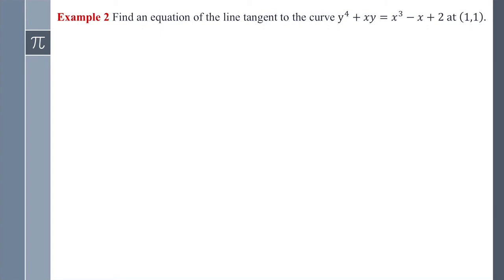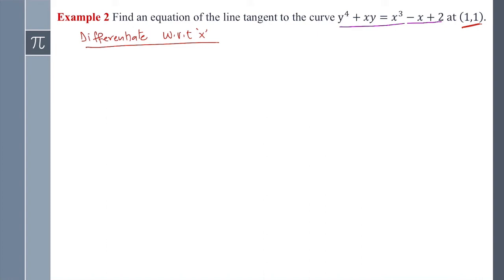Now, this one: find an equation of the tangent line to the given curve at (1, 1). So again, we know the point. This is the point where we are finding the tangent line. So what we need is the slope. In order to find this slope, we have to find the derivative dy over dx. So let's go ahead and differentiate this equation with respect to x. So when we do that, this is our function right here, and I'm going to write the derivative.